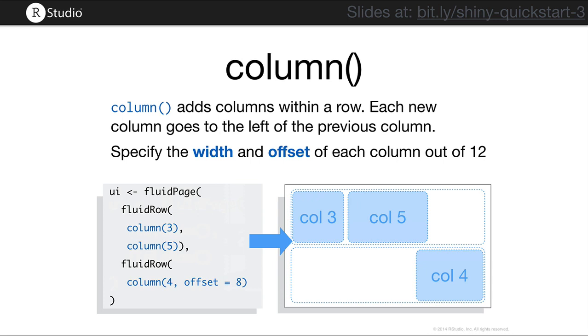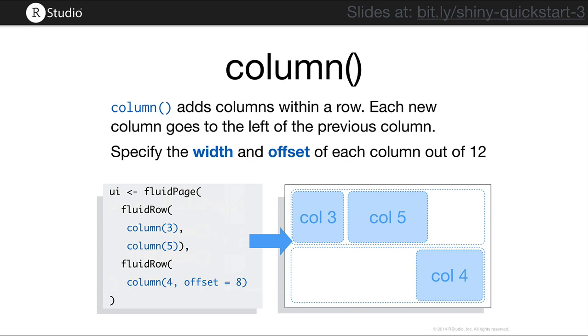What column does is it creates a space inside of a row that has a certain width, and then you could place your elements inside the width. So for example, here I'm calling 3 different columns and 2 different rows. The first argument of every column is a width.